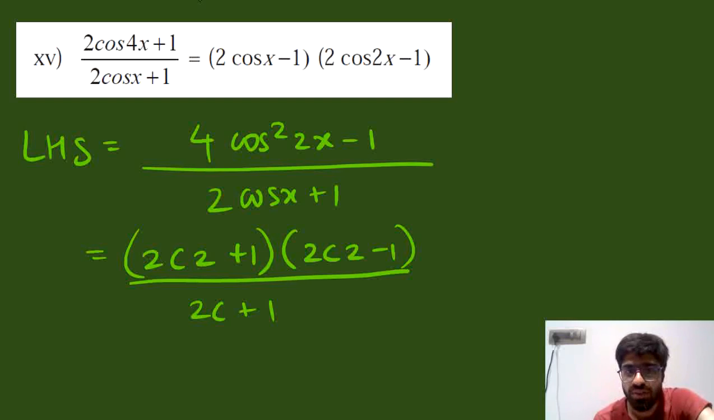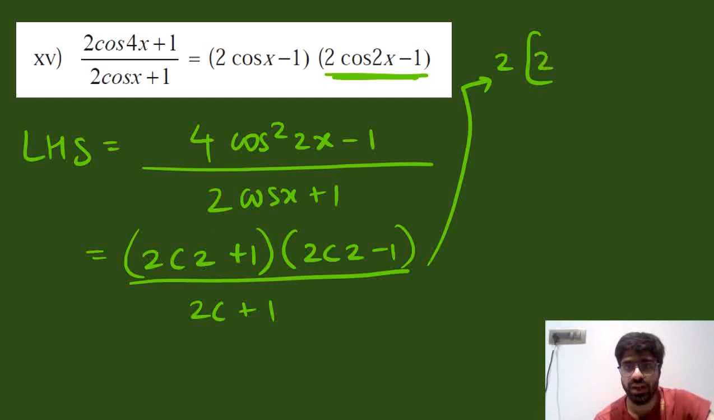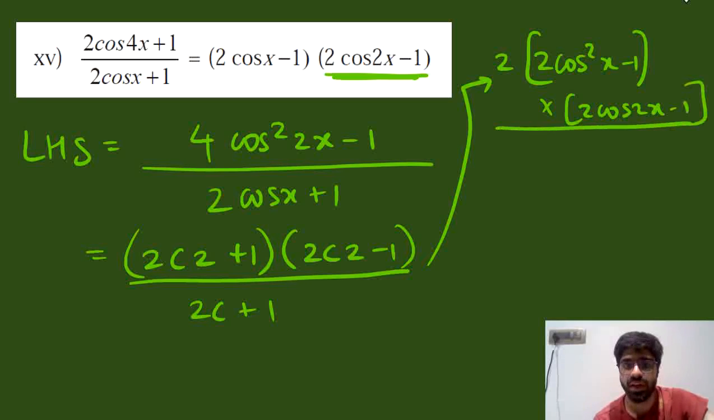The term that we should simplify now is 2 cos 2x minus 1. This term was anyway needed, so we just need to start simplifying this term. Here also we can put cos 2x as 2 cos square x minus 1, and that should help us simplify the entire expression further. So we have 2 times 2 cos square x minus 1, into 2 cos 2x minus 1, the whole thing divided by 2 cos x plus 1.